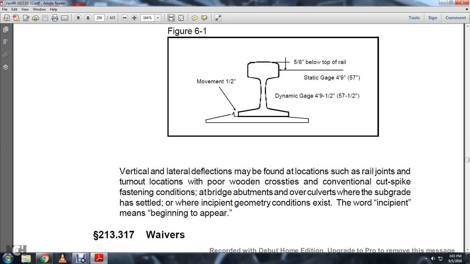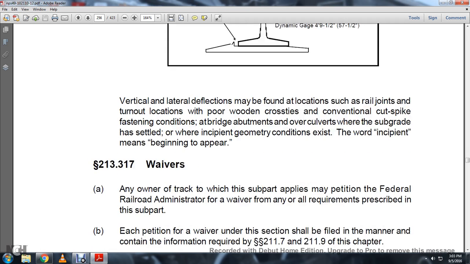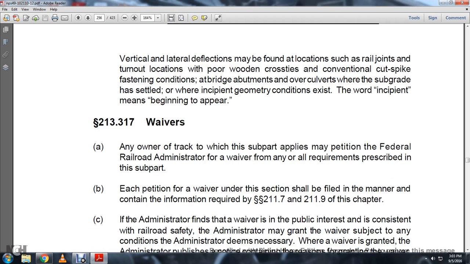Vertical lateral deflectors may be found in locations such as rail joints, turnout locations, poor wooden cross ties, conventional cut spikes, constant conditions, bridge abutments, and curvatures where the subgrade has settled and incipient geometry conditions exist. Incipient means beginning to appear.